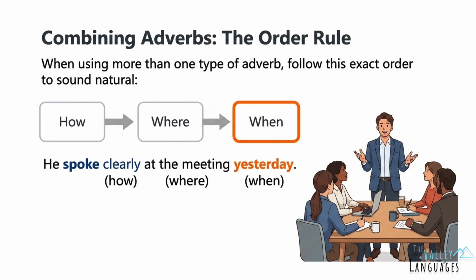All right, you ready for the pro-level stuff? What happens when you've got more than one kind of adverb in a single sentence? It sounds complicated, but there's a simple rule for this, and it's the secret sauce to sounding totally natural. Here's the magic formula. You just follow this order. How, then where, and then when. So you describe how something was done, where it was done, and then finally, when it was done.